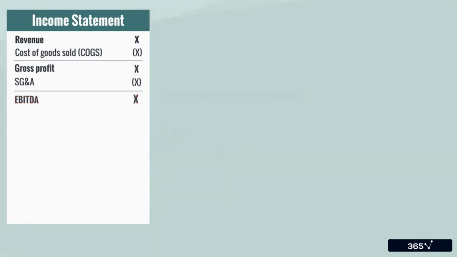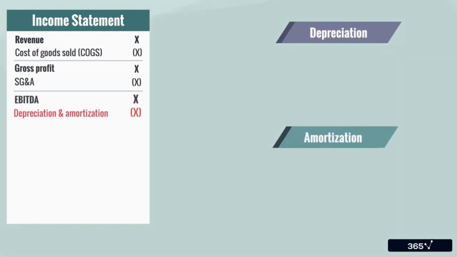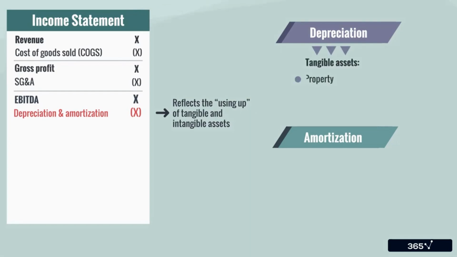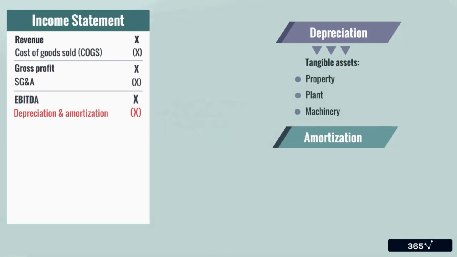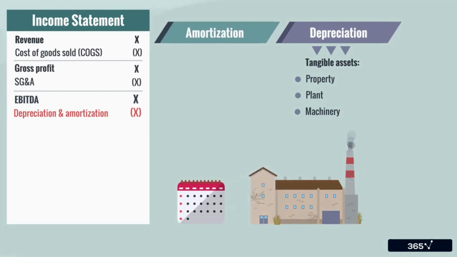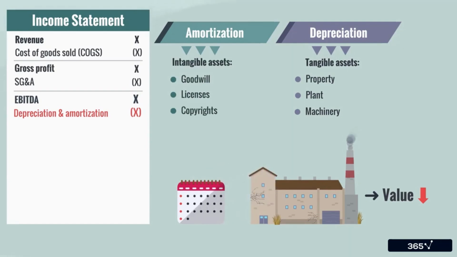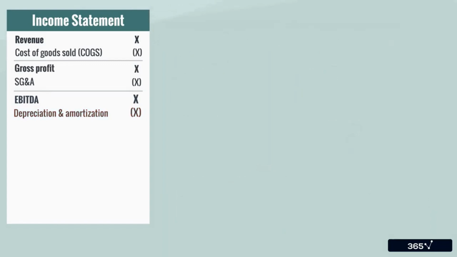All right, then we come across the depreciation and amortization line. Broadly, it reflects the using up of tangible and intangible assets. Depreciation refers to assets of physical nature such as property, plants, or machinery. With time, the plants that a company owns become older, and therefore their value goes down. To account for such reduction, its accountants book an annual depreciation expense, which further decreases its profitability multiples. Amortization, on the other hand, is what we use to refer to the wear and tear of intangible assets, such as goodwill, licenses, copyrights, and so on.